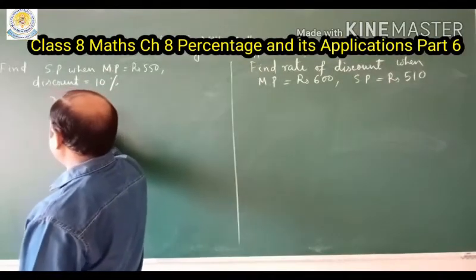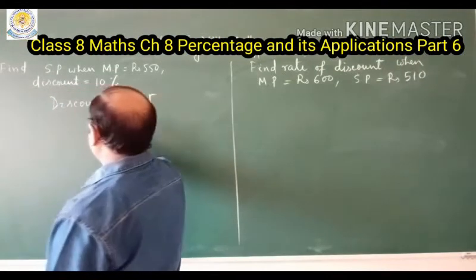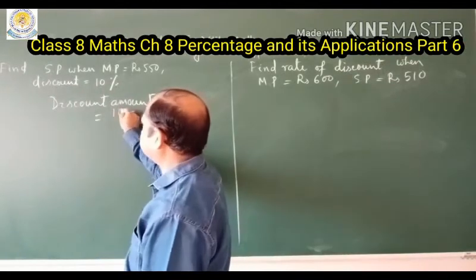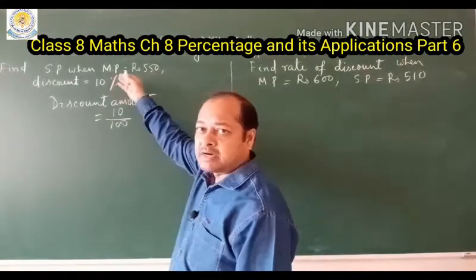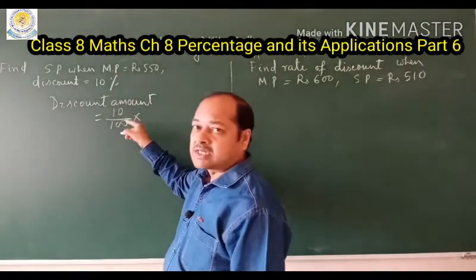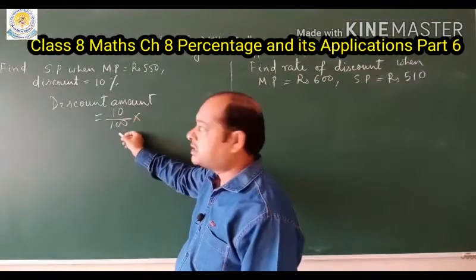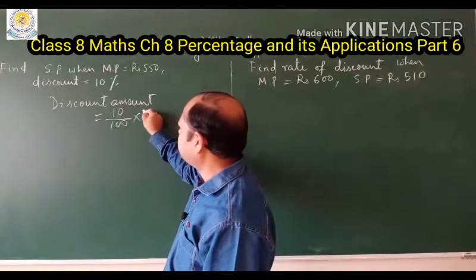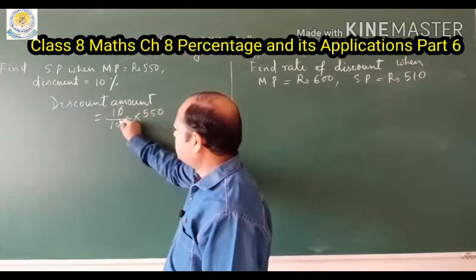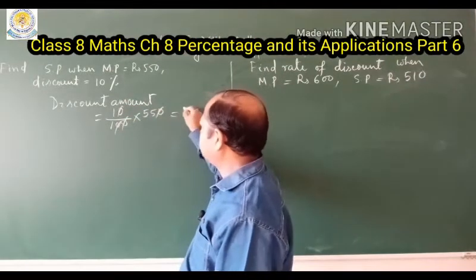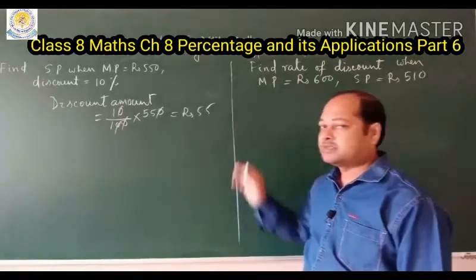Discount amount is equal to 10%, that is 10 upon 100 of what? Of the marked price. Always the discount is calculated upon the marked price. So 10% means 10 upon 100 into the marked price, here it is 550. Cut a zero here, and what is left is 55. So the discount amount we got is 55 rupees.